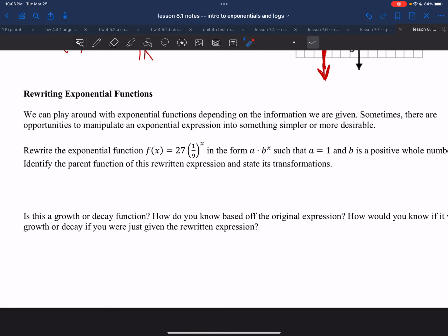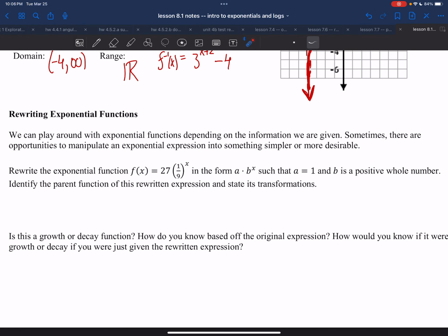There's one last piece of the lesson right down here, and it takes a break from logarithms and goes back to exponentials. So it says rewriting exponential functions. It says we can play around with exponential functions depending on the information you're given. What we're going to do here is an algebraic maneuver in rewriting exponential expressions into simpler terms. What is the point of this? Well, it's an algebraic technique that often proves itself useful in certain situations.